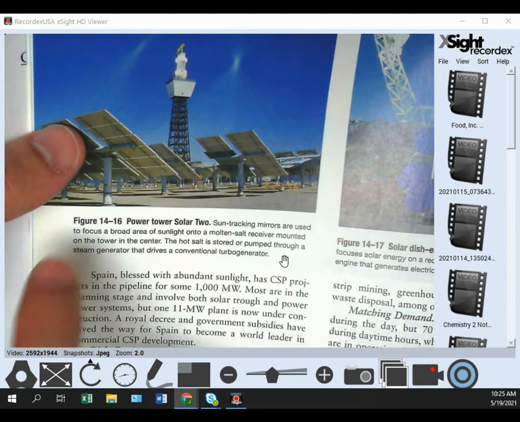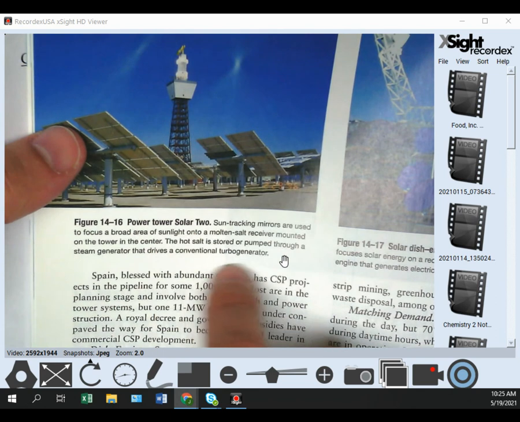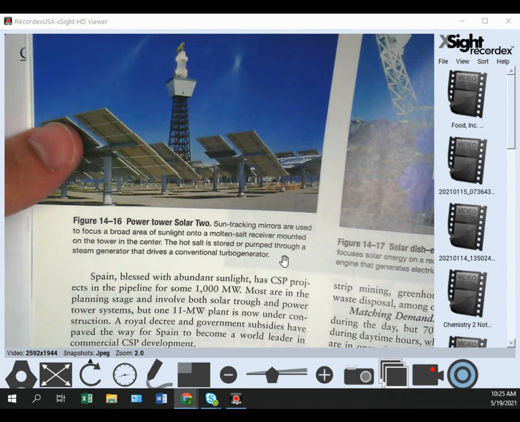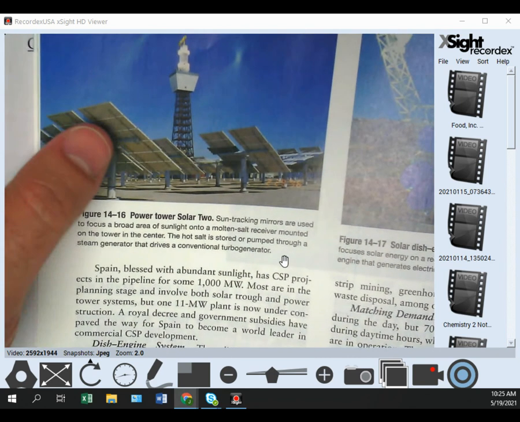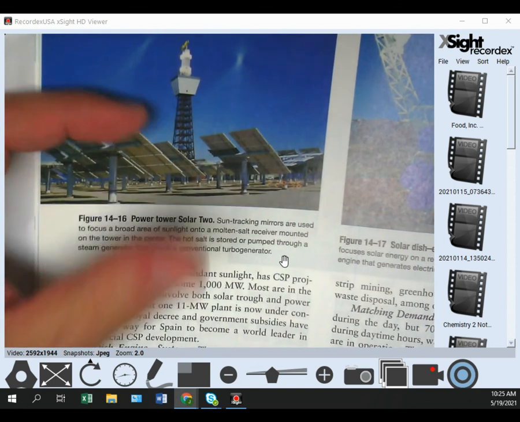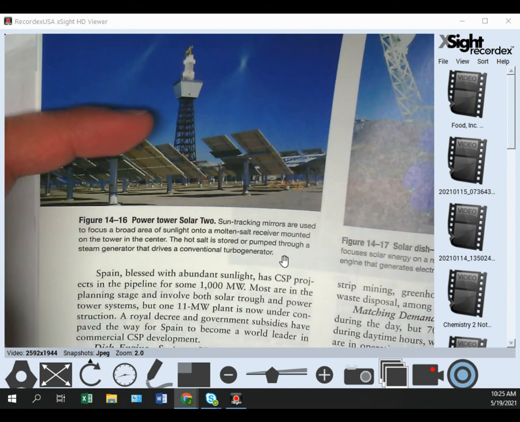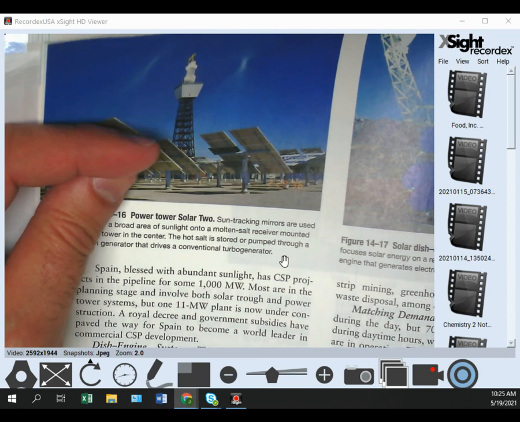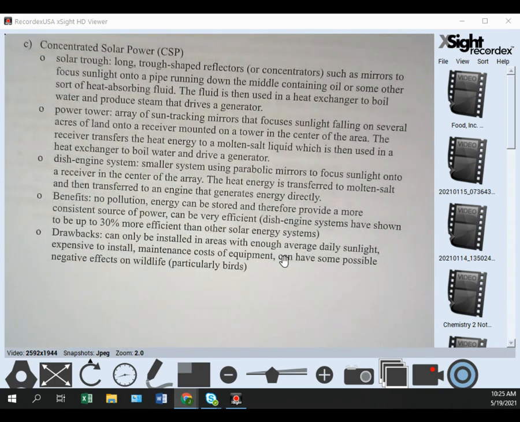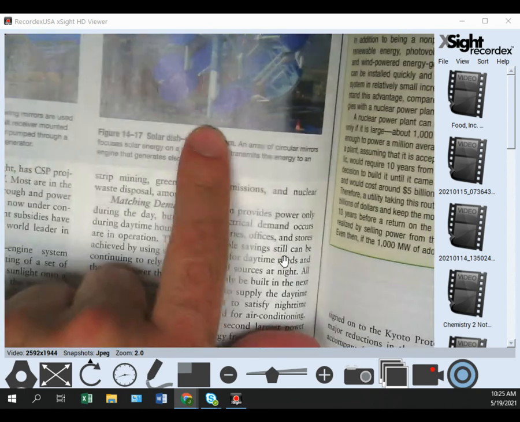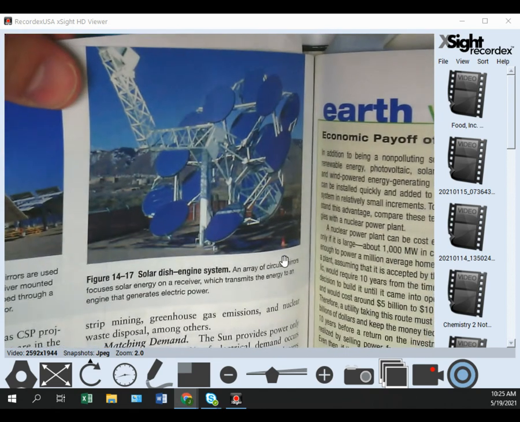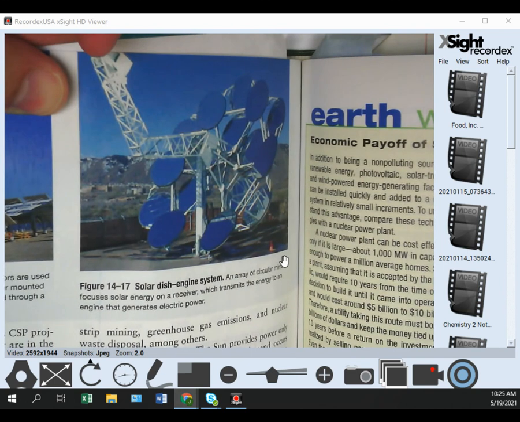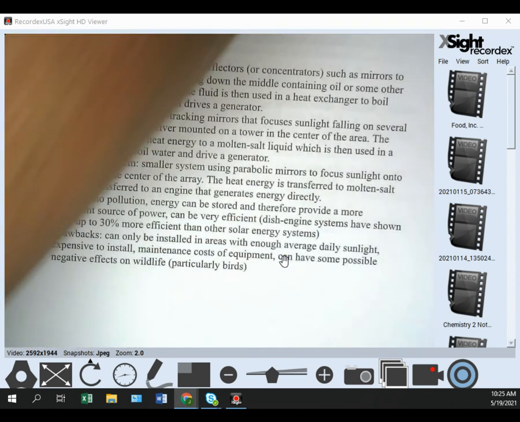It's a molten salt receiver, and then the hot salt is stored or pumped through a steam generator that drives a kinetic turbo generator. So it's basically almost all of these. Essentially, what they're doing is somehow concentrating sunlight on something that can then absorb that energy and turn it into something that can usually generate electrical energy somehow. There's just different ways to do it. There's a solar dish engine system, which is very similar. You've got all the reflectors, and it transfers it to an engine that generates electric power. So all very similar versions of solar power.